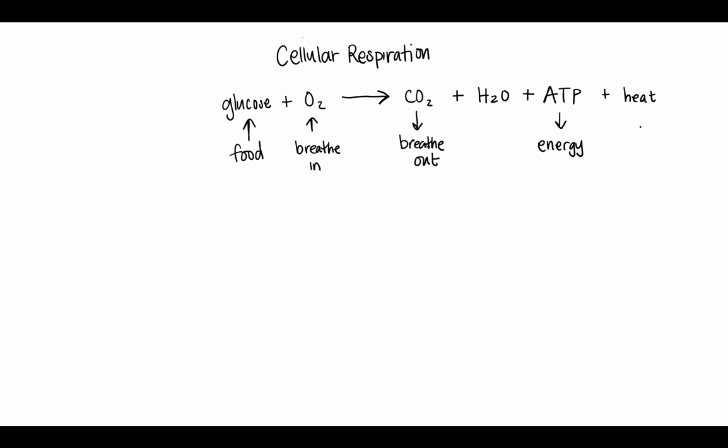This entire process is going to occur in 3 steps. So let's take a look at these 3 steps. The first step is called glycolysis. The second step is called citric acid cycle, otherwise known as the Krebs cycle. And the third step is called electron transport chain.